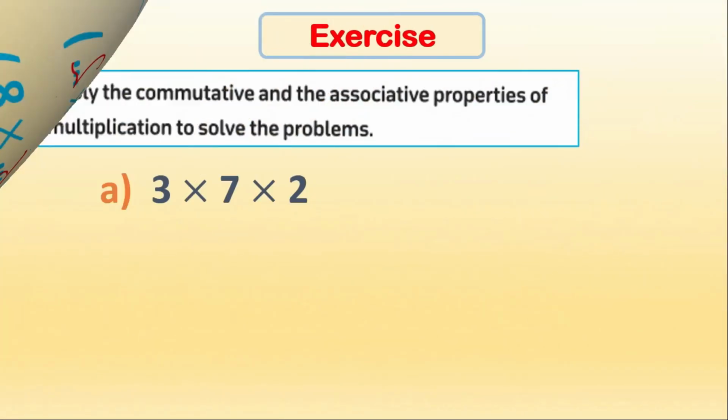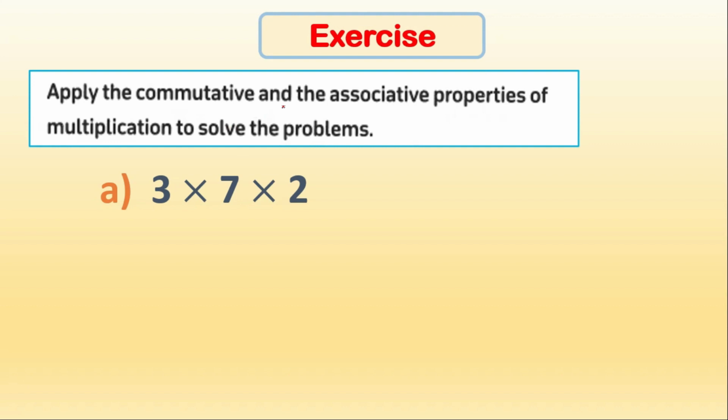A new exercise. Apply the commutative and associative properties of multiplication to solve the problems. Can you remember the commutative property? Let's remember: 3 times 7 times 2 you can solve in the same order.